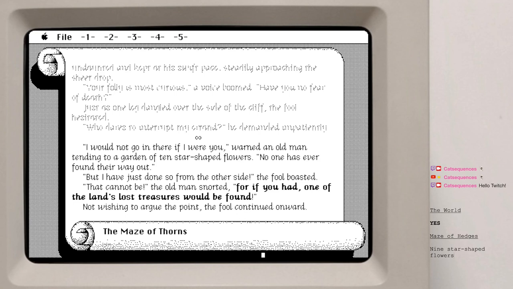Oh, so we're looking for... The meta puzzle is the map, but also the names of 14 treasures. I'm not quite sure how we implement that as a solution. That hasn't come to light yet. But it's an intriguing prospect for sure.